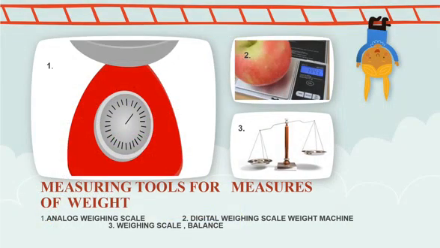Now let's see a few measuring tools for measures of weight or mass. The first picture is of an analog weighing scale. In the second picture, an apple is put on a digital weighing scale, or you can say weight machine, where the weight is measured digitally. And the third picture is a very traditional form of weighing scale which is called a balance.